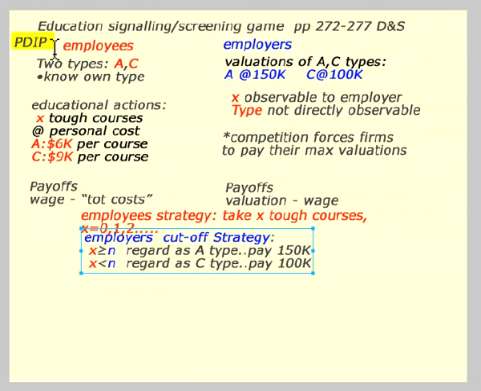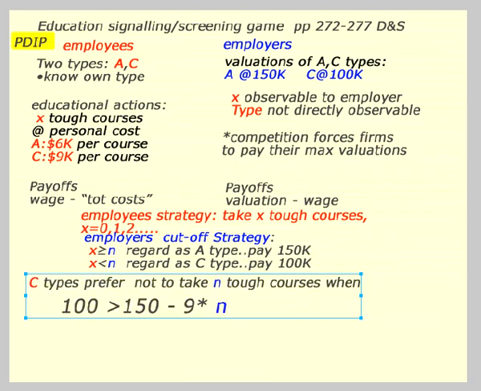What's the information? Well, there's this asymmetric information: the employees know their own type, which is their ability. The employers don't see that type. But everybody can observe how many tough courses you actually took. Again, like in the warranty case, we're going to think about whether there is some way to set up this educational screen so that the able types took the tough courses and the challenged types didn't take the tough courses. So they would self-select into those two groups.